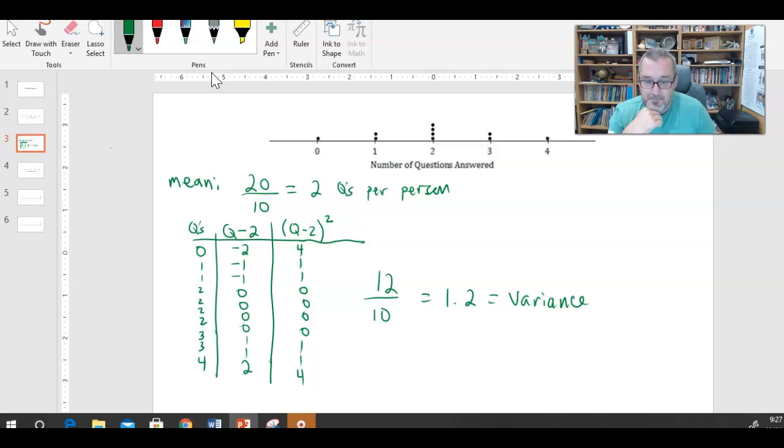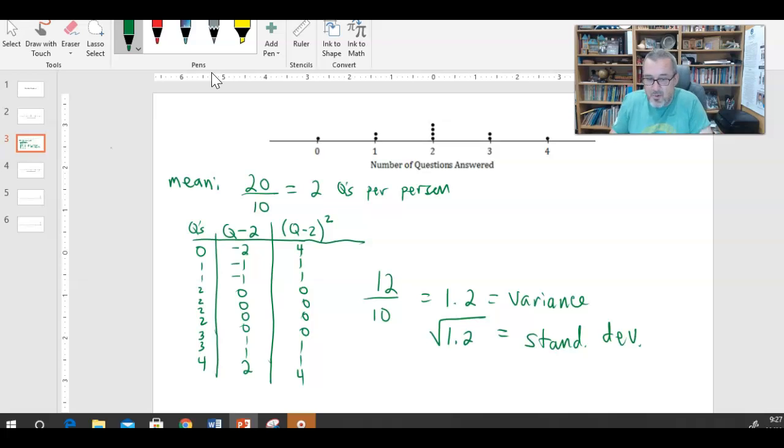It's called the variance. But that's based on squaring the differences. So to get back to the original unit, if you think about this, this is how far from the number of questions. Well, now we're squaring that. So we're talking about a squared quantity. So to get back to an unsquared quantity, we square root that variance. And that's what's known as standard deviation.